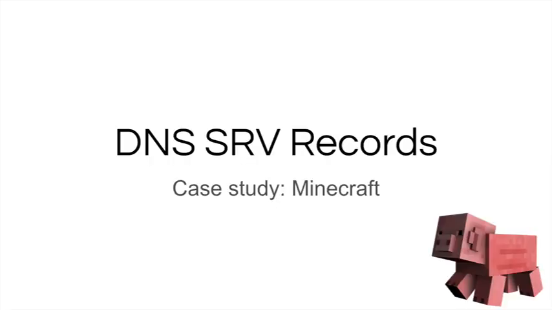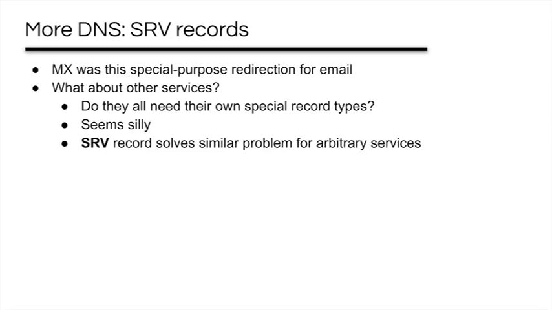Okay, so I thought we'd do a little case study on DNS SRV records in Minecraft. So as a reminder, we looked at MX records, which provide an indirection specifically for email. When you send an email to the address foo@example.com, the mail server looks up an MX record on example.com to figure out the actual email server where it should be sent, since the mail server probably isn't running directly on example.com itself. And that works great for email, but doesn't help us with other services.